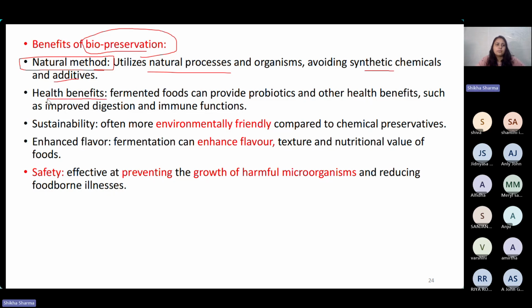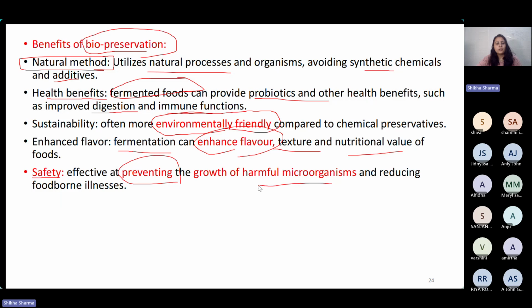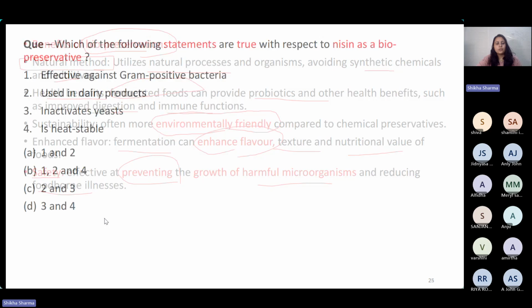And they have health benefits. Since we are using fermented food products, they can include probiotics and other health benefits, which improve digestion and immune function. They are environmentally friendly and sustainable compared to chemical preservatives. They enhance the flavor because we are using the fermentation method. It can also enhance texture and nutritional value of the food product, and it provides safety by preventing the growth of harmful bacteria, and it reduces overall foodborne illnesses.